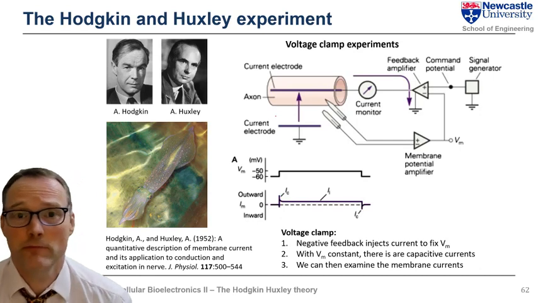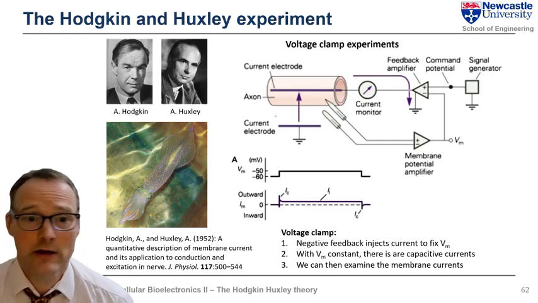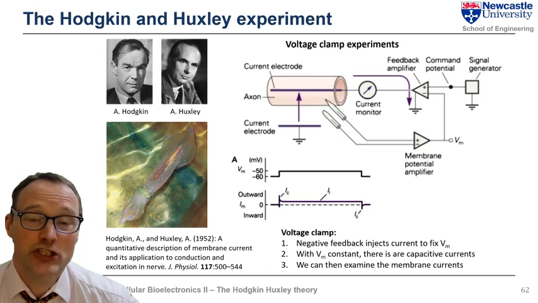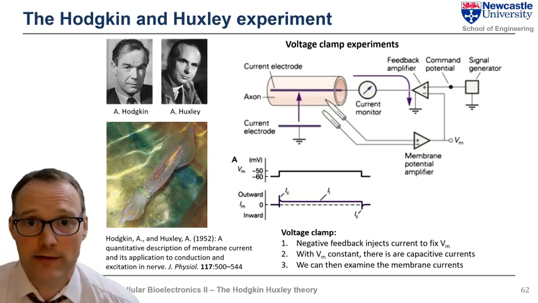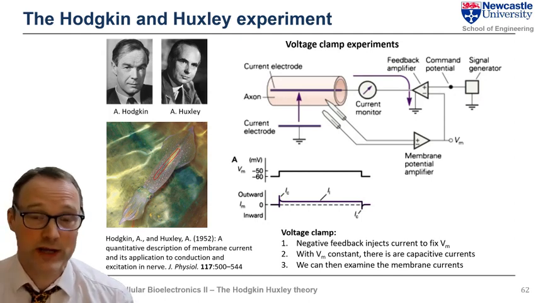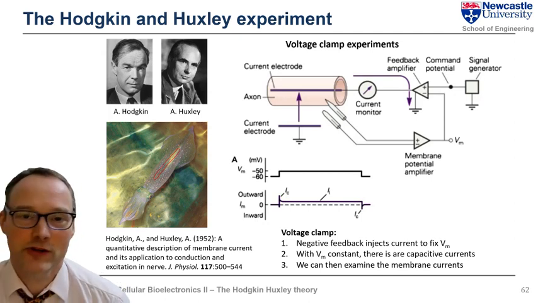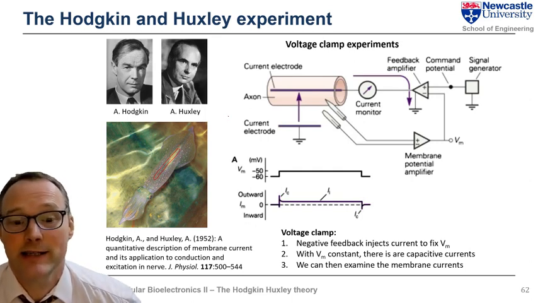There were two British scientists. They were based down in London, and they studied the neuron, what was called the giant axon of the squid. Now, it just turns out that squid axons or squid neurons are much larger than mammalian neurons, so they were just easy to work with. And that's what they did back in the 1950s.